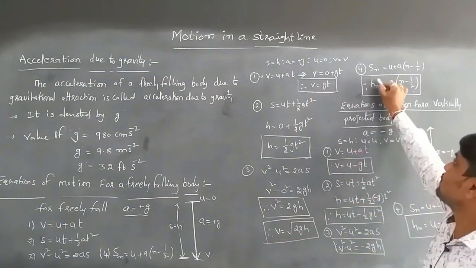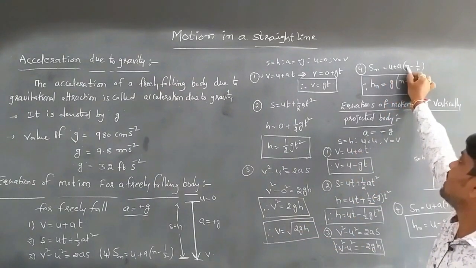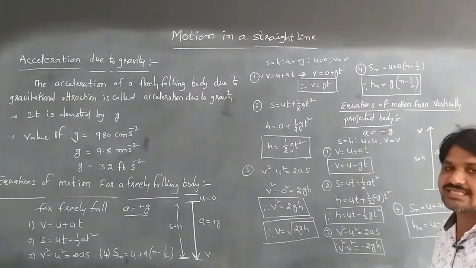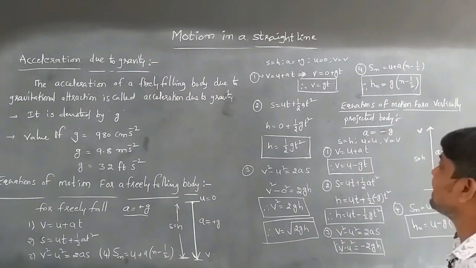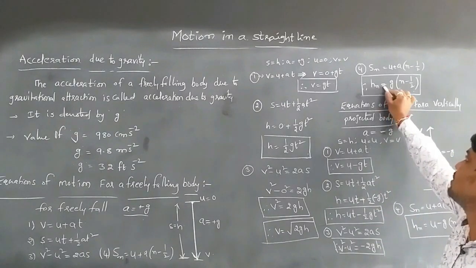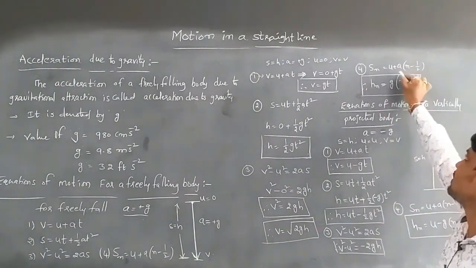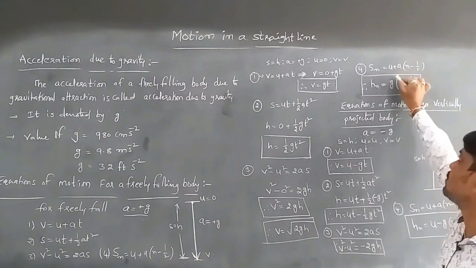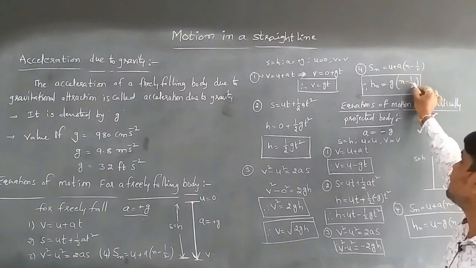And the fourth one is Sn is equal to u plus a of n minus 1 by 2, the distance travelled by a body in the nth second, that is Hn is equal to g of n minus 1 by 2, because u is equal to 0 and a is equal to plus g. So g of n minus 1 by 2.